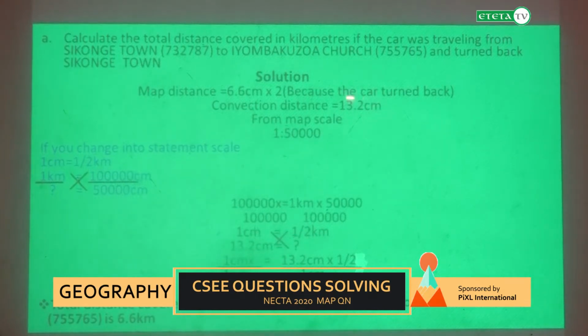Now, remember, you got this 13.2 centimeters. These are centimeters. Now, we need to convert into kilometers. So, you will take 1 centimeter is equal to this. Now, 13.2 centimeters is equal to how many kilometers? Now, you have to do cross multiplication there. You see 1 centimeter this way, this goes this way. So, 1 centimeter times x is equal to 13.2 centimeters times a half, or 0.5 kilometers, this way here.